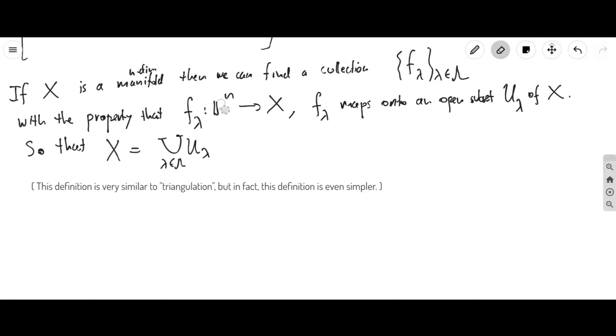We're just saying all of these Rn's are mapped onto an open subset of X, and then all of those open sets have to completely cover X. Okay, so it's actually simpler than a triangulation, because you do not assume any other further properties other than the fact that their images are those open sets that cover X. In a triangulation, the images are actually closed subsets of X that cover your space, but it's very similar to that of a triangulation, but it's even simpler than that.